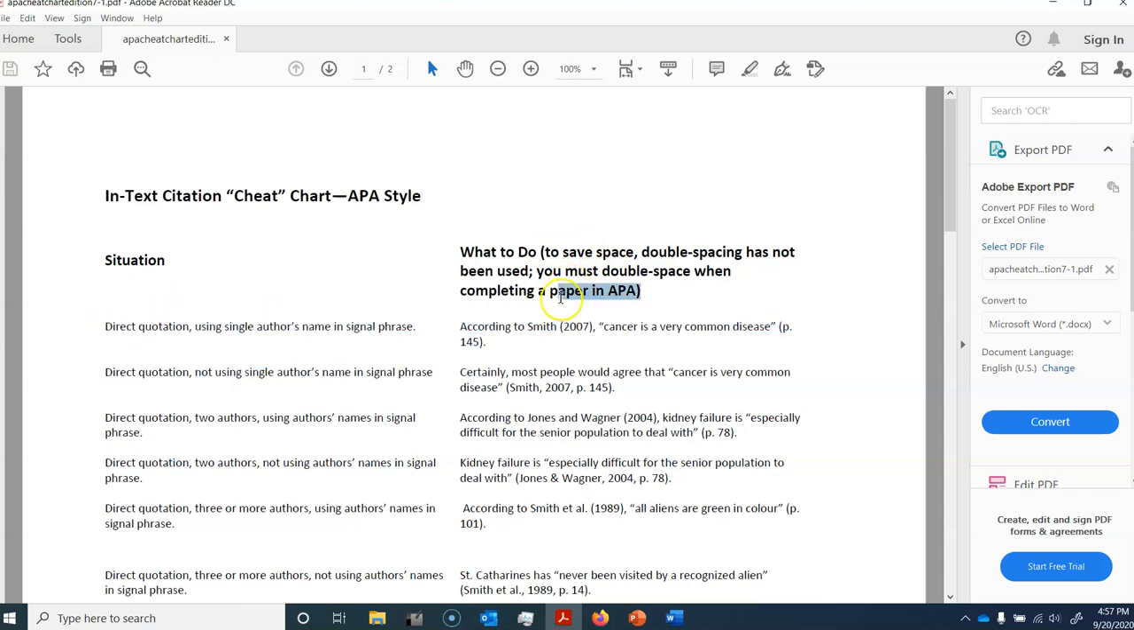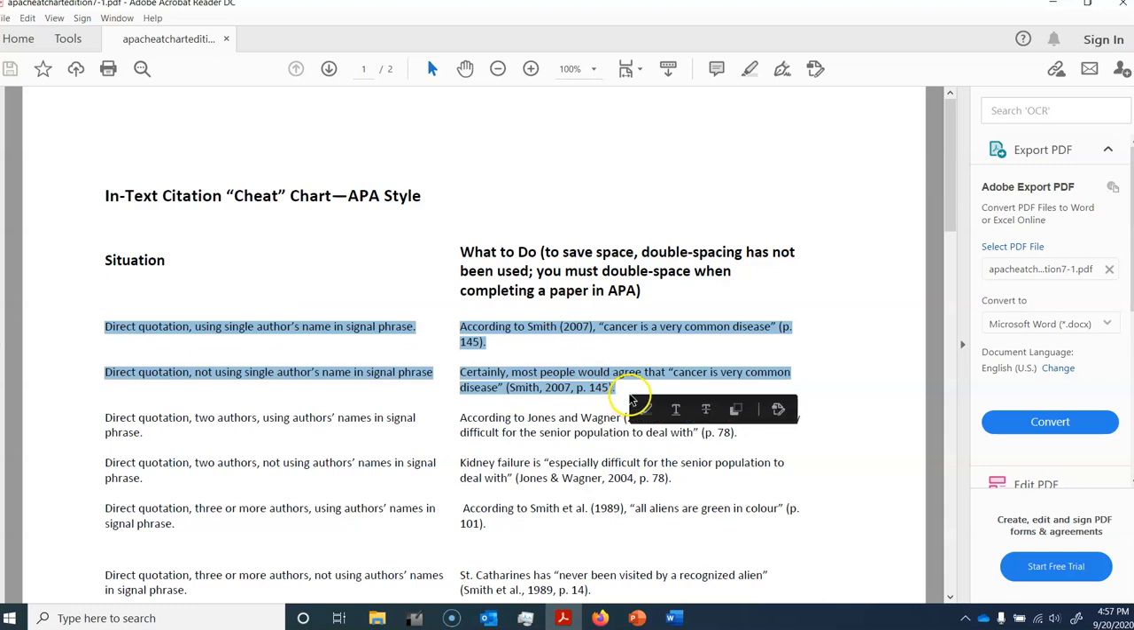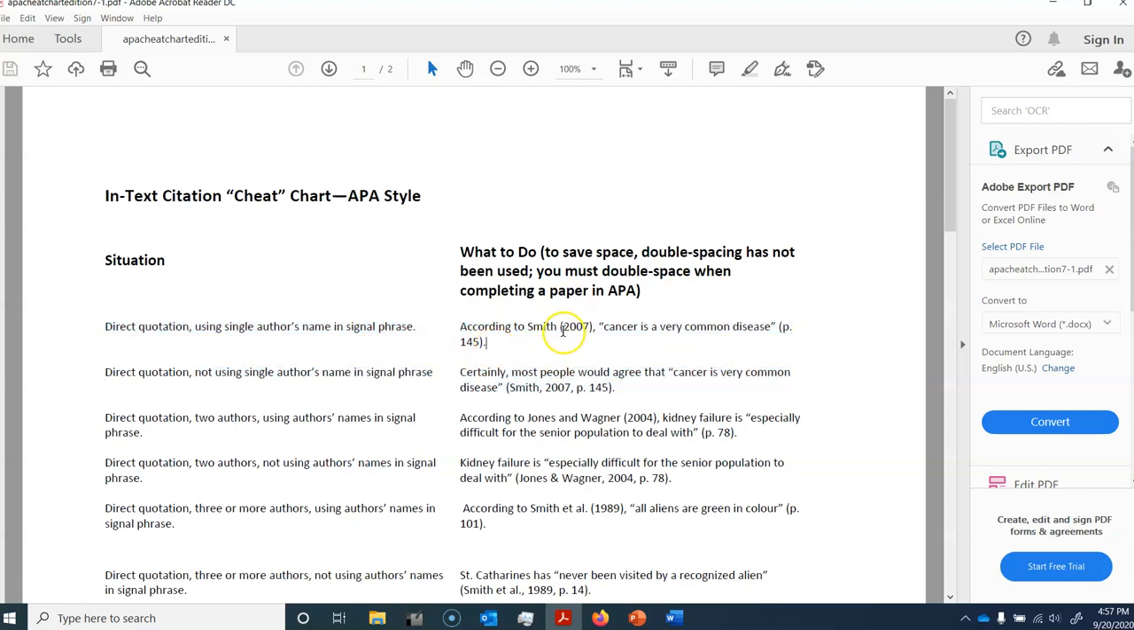So let's get started. We're first going to look at doing a direct quotation when you have one author, and we're going to take a look at the difference between what to do when we're using the author's name in the sentence versus not using the author's name in the sentence. If I'm going to use the author's name in the sentence, immediately following the author's name, in a bracket, I'm going to put in the year of publication, just the year.